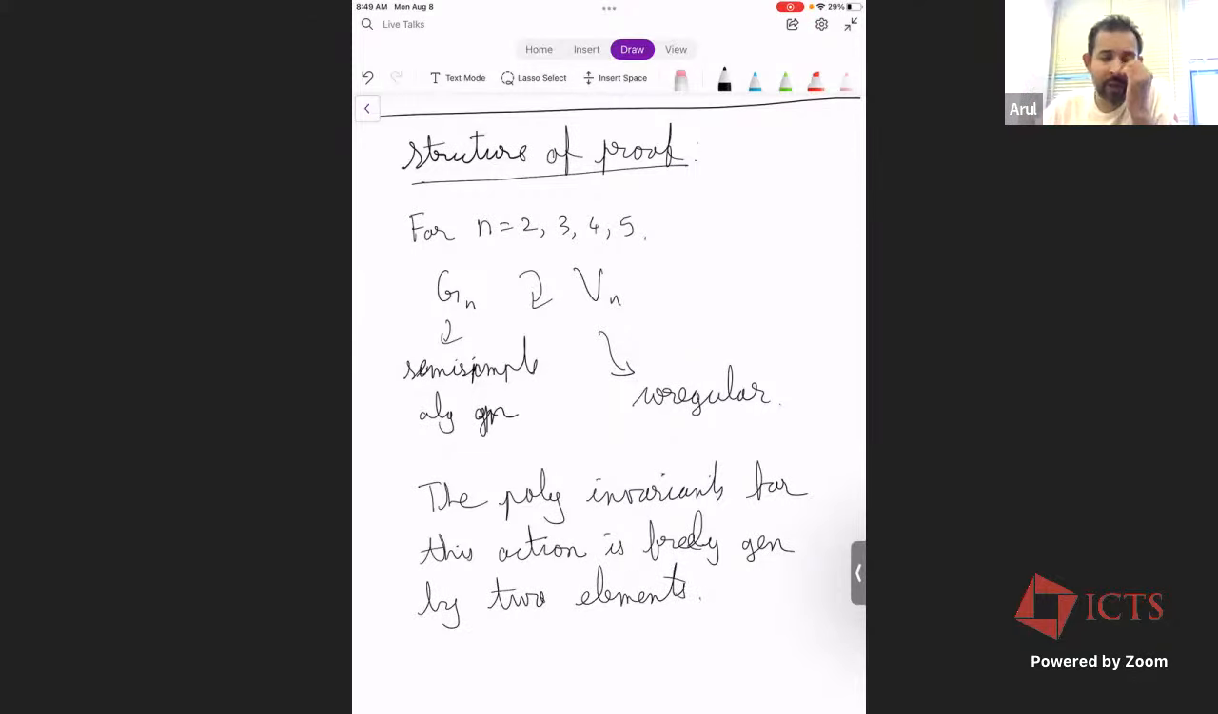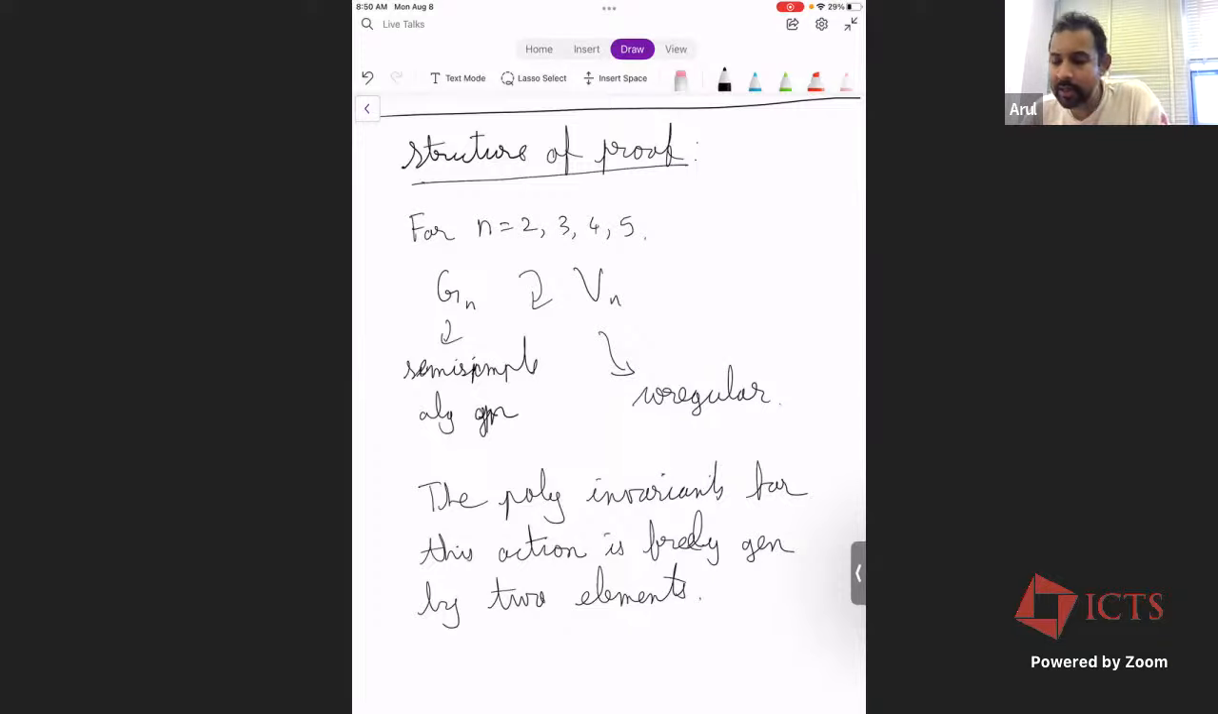So for each n, we're going to construct the semi-simple algebraic group Gn along with a representation of it. Yes, that's a very good question. Why only up to n equals 5? Exactly. So the n greater than 5 cases are indeed open. And the reason they're open, and the reason they're much harder than the n equals 2, 3, 4, 5 case, is this crucial ingredient is missing.